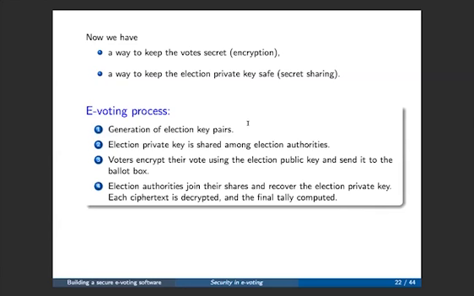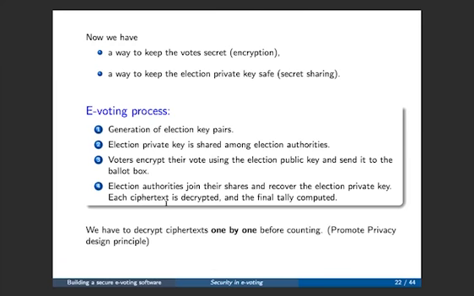So, of course, the first step would be to generate these election key pairs. Then this private key is shared among election authorities. Voters encrypt the vote using this public key, as I mentioned before, and then send them to the ballot box or the bulletin board. And in the end, when the election is over, election authorities gather, reconstruct the secret key, decrypt all the encrypted ballots, and then just compute the final result of the election.